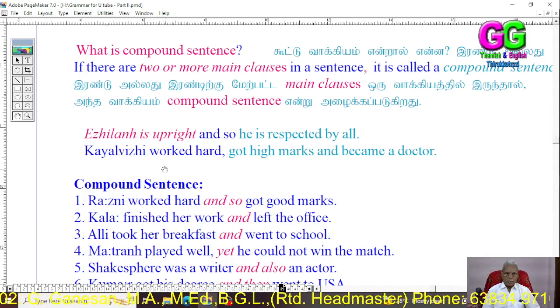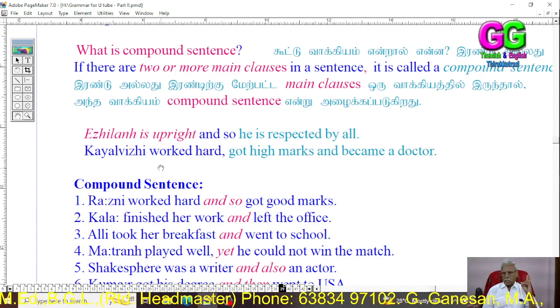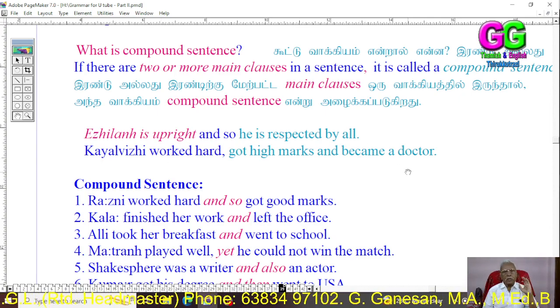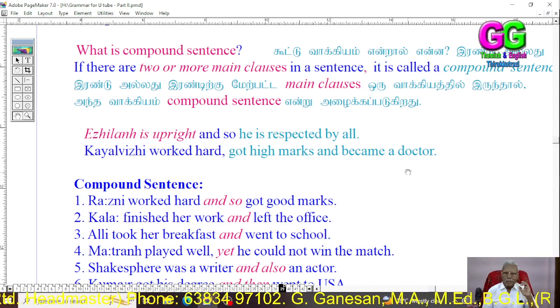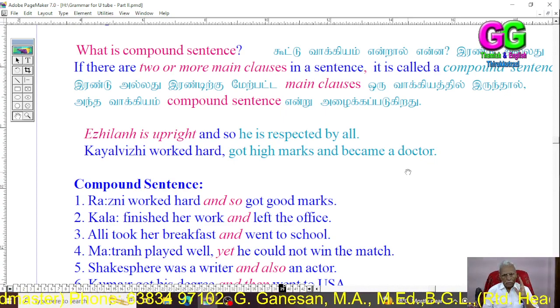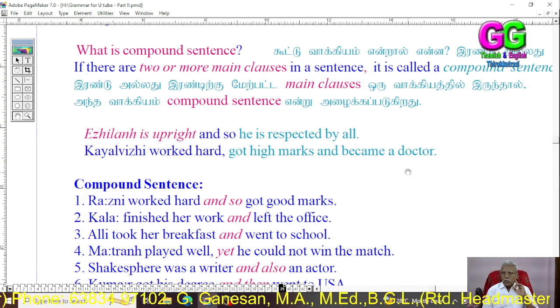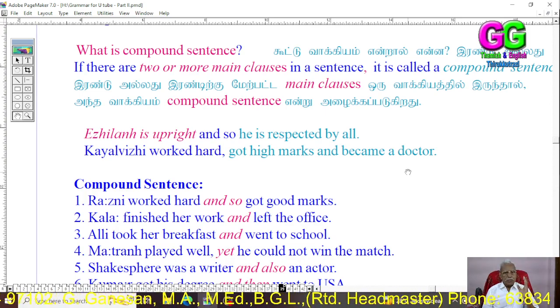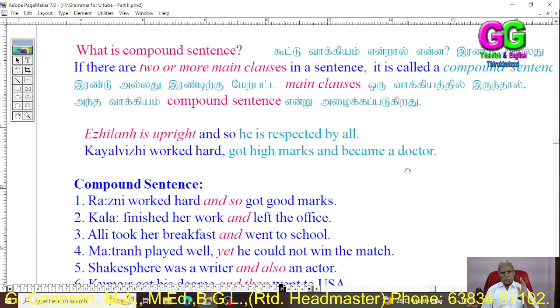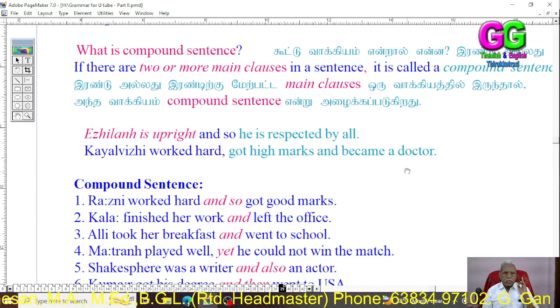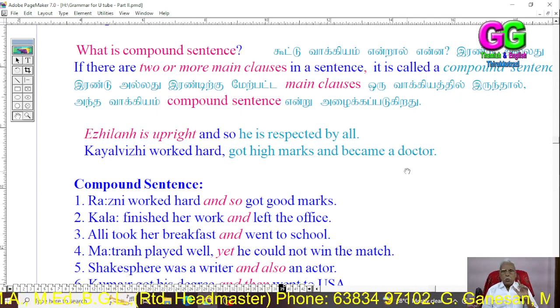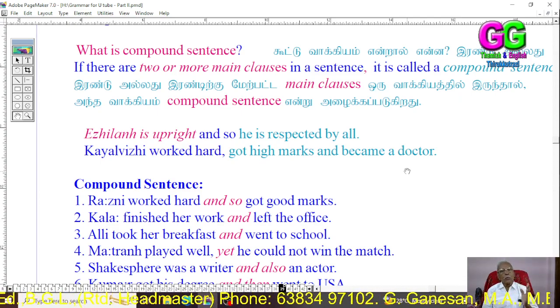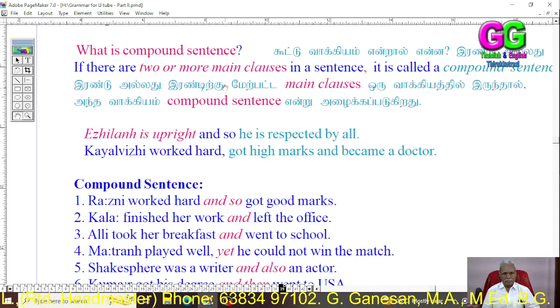In the second sentence, Kayalvili worked hard, one clause. Got high marks, two clauses. Became a doctor, three clauses. In the second example, there are three main clauses. So, if there are two or three main clauses in a sentence, it is called a compound sentence. Or a compound sentence is one which has two or more main clauses.